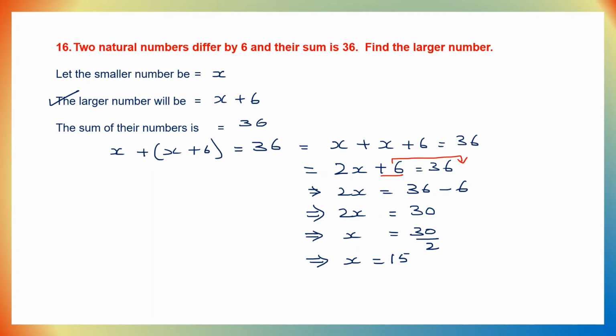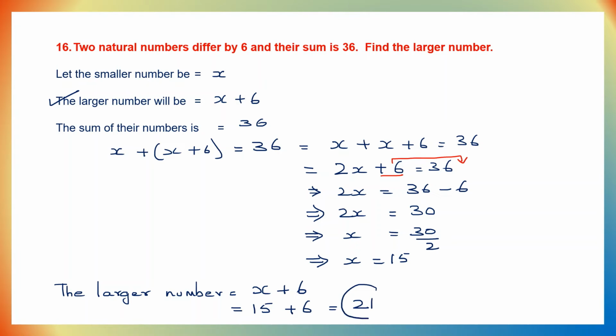Now we have to find the larger number. Look at the second step. The larger number will be x plus 6. So the larger number is x plus 6. And how much is x? We found out x to be 15. 15 plus 6 is 21. So the larger number is 21.